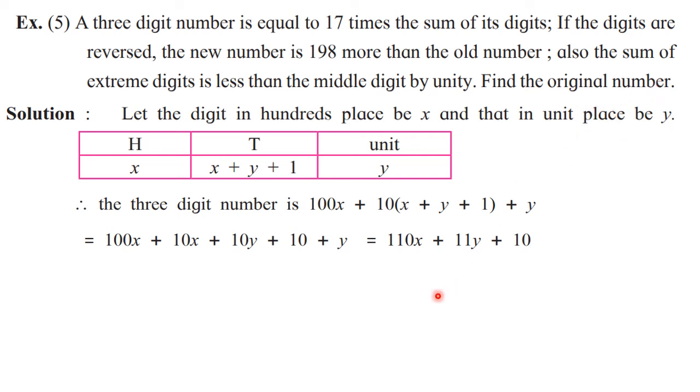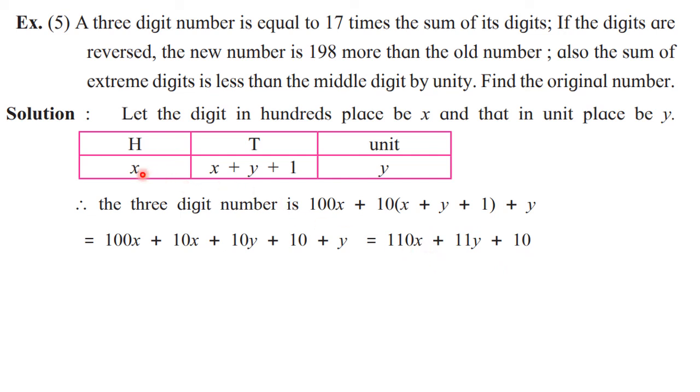Still we have not come to the conditions. We have only found out the number which is unknown to us by using the third statement and by taking the values x and y at the hundreds place and units place respectively. Now let us make use of the first condition: a 3-digit number is equal to 17 times the sum of its digits. The 3-digit number means this number which we found out.